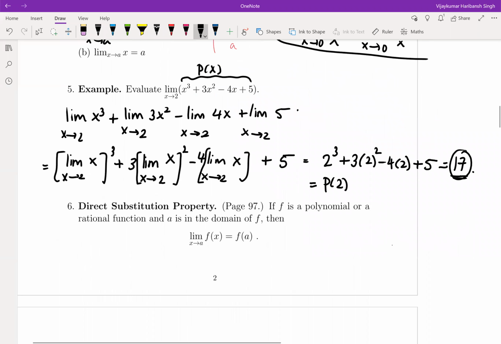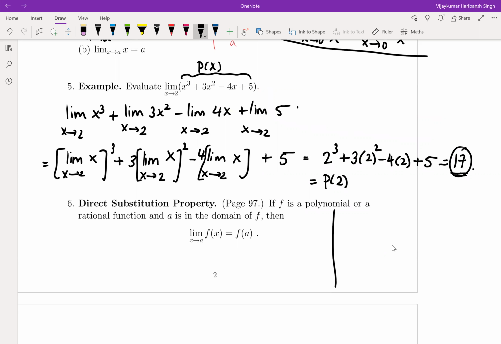However, if you recall the previous example from the last class, x squared minus x minus 2 upon x minus 2, here you couldn't substitute 2 to get the limit, because when you substitute 2, it's of 0 by 0 form. So this difference is asking us the following question: when can we substitute to get the answer? And when we cannot substitute to get the answer, right?